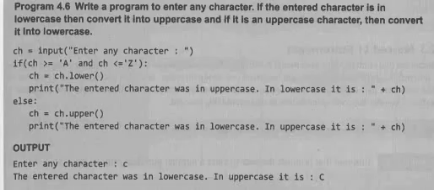Look at the if condition. So if ch is greater than or equal to capital A and ch is less than or equal to capital Z, so what we entered is a capital letter, we are supposed to convert it into lowercase. Look at the conversion: ch is equal to ch dot lower. And print the converted character.